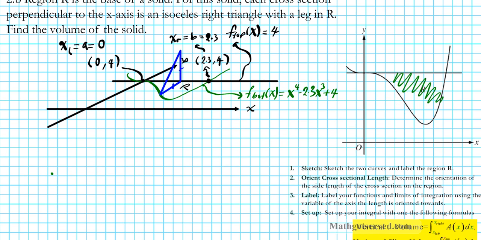Next step is we're going to set up our integral. This is going to be a vertical orientation. So the volume V is going to be the integral from x on the left to x on the right of the area A of x dx. This is the expression for the volume of the solid. We already know what the limits of integration are. We're going from 0 to 2.3. We need to figure out the A of x part.